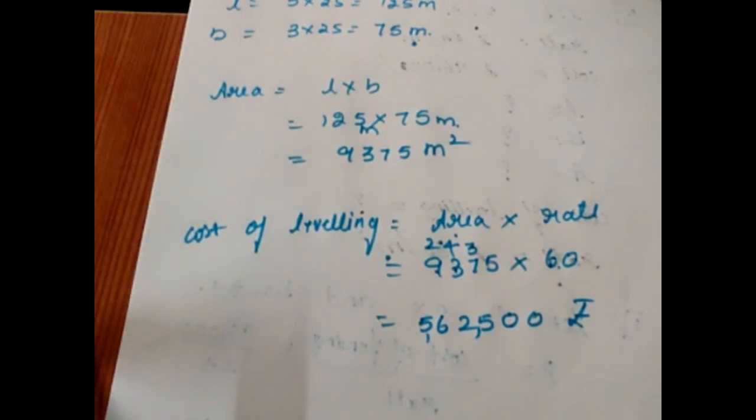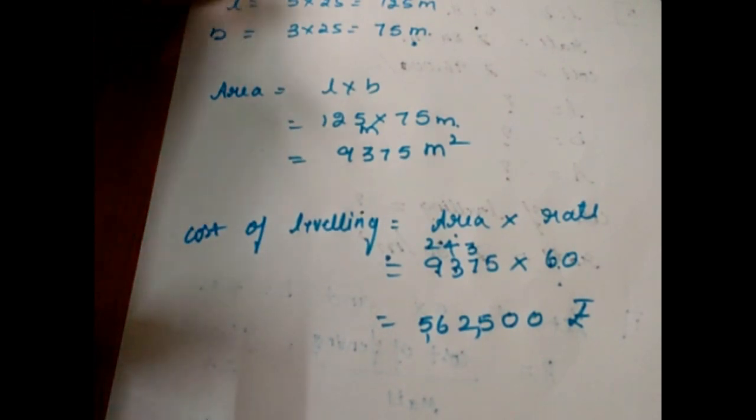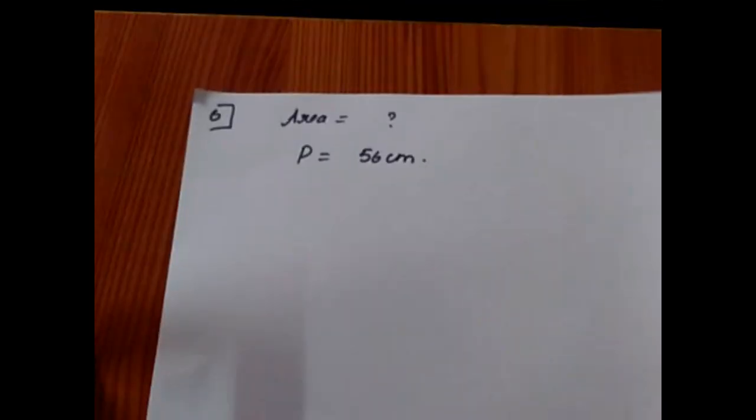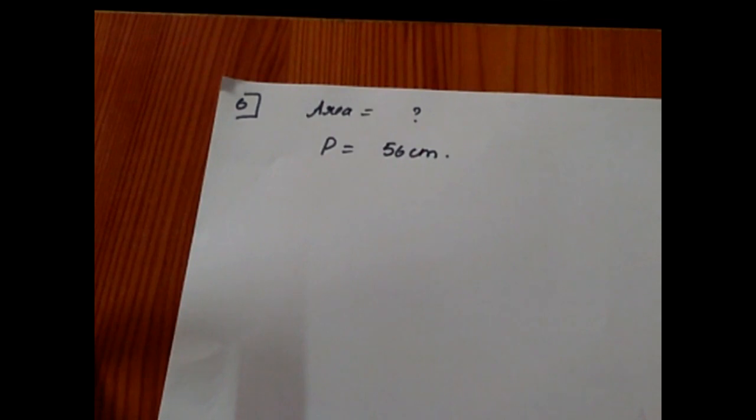This is about question number 5. Very important question. Go through once how area and perimeter is interlinked and how to calculate the cost of leveling. Cost of leveling is the area into rate. Cost of fencing is the perimeter into rate.